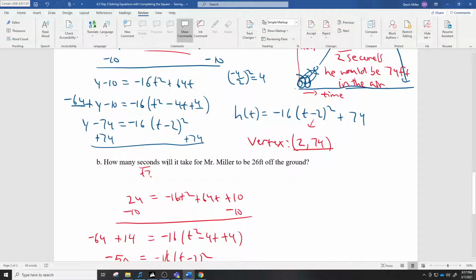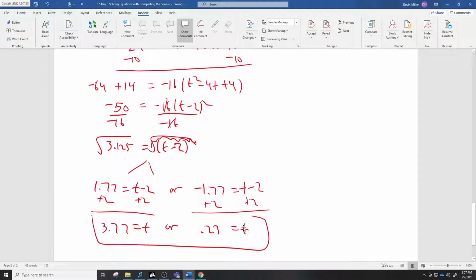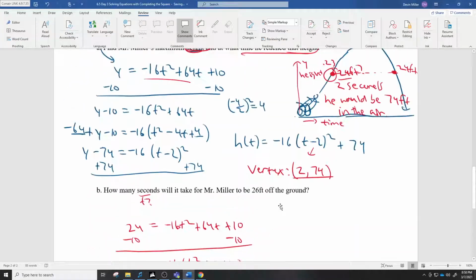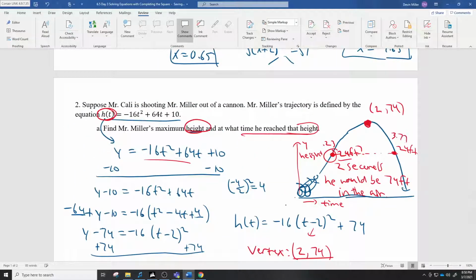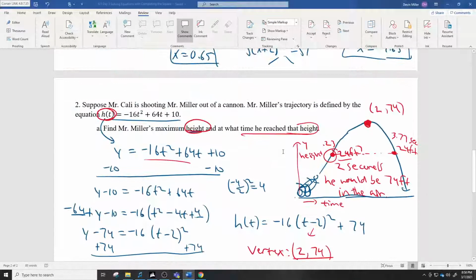what does it say here? How many seconds will it take for Mr. Miller to be 26 feet off the ground? There would be two different times, and I hope that makes sense. At first, all right, I'm 26 feet here. This would be like my 0.23 seconds. But then I go up, in 2 seconds, I'm already at 74 feet. And then coming back down, I don't know if you noticed, but parabolas are very similar on both sides. This would also be 24 feet. And that would be at the other time that we found, the 3.77. And that would be in seconds. So those are the 2 times where I'm actually 26 feet off the ground.